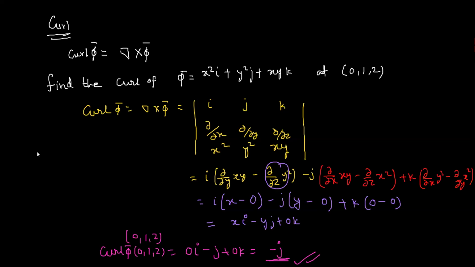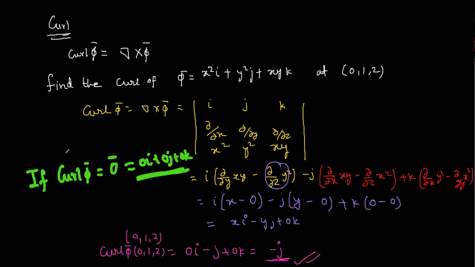Yes. This is curl. And one very important thing, what if curl of any vector phi is 0? Always write zero vector. Don't write only zero, because curl is a cross product and you know the result of cross product is always a vector. So this is a zero vector. Zero vector means 0i, 0j and 0k. At origin you are standing.